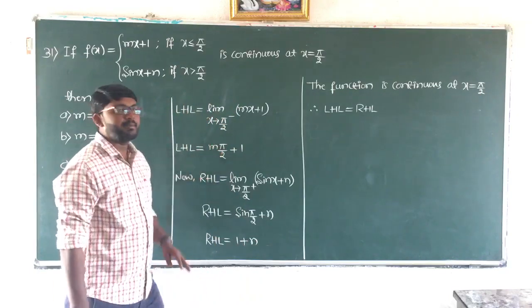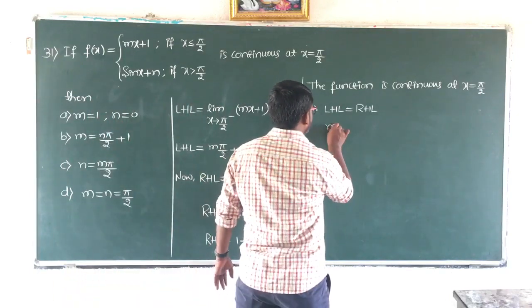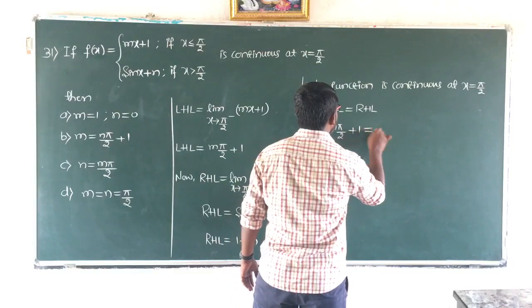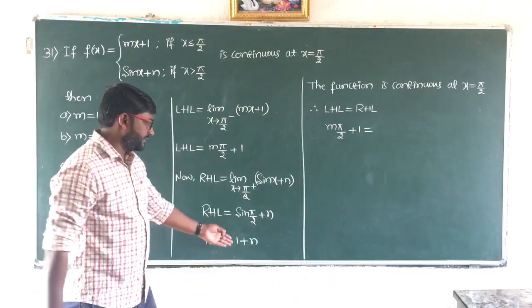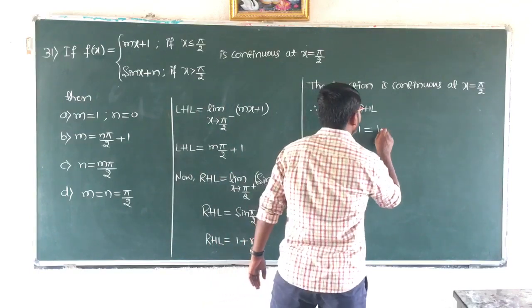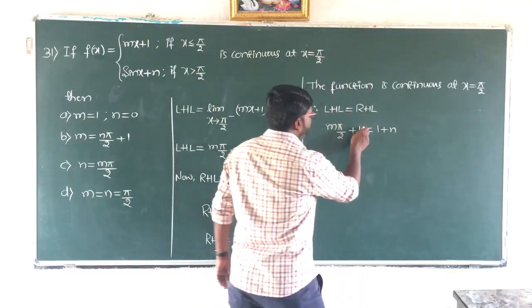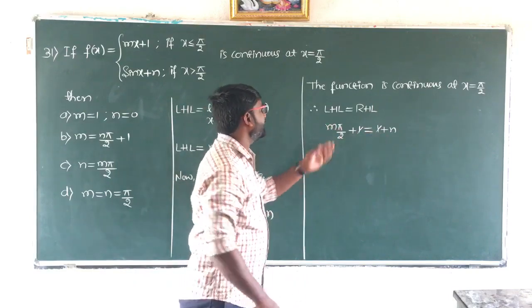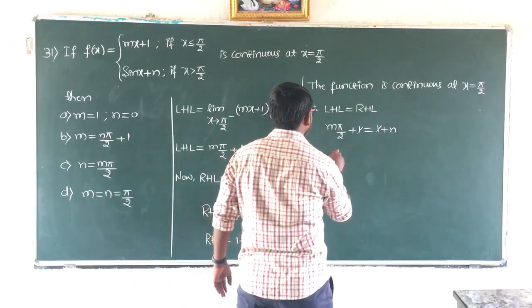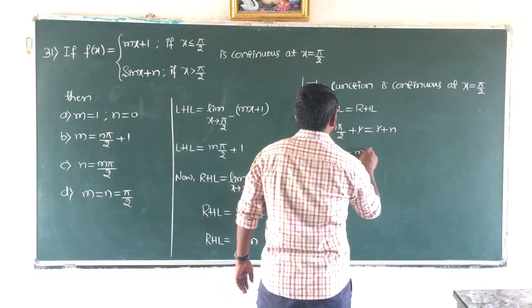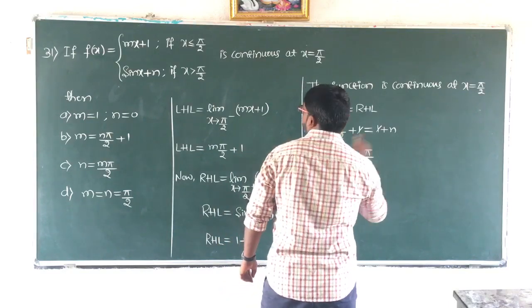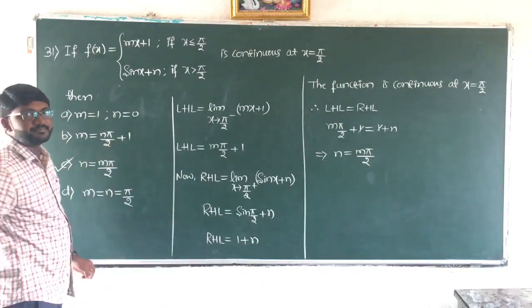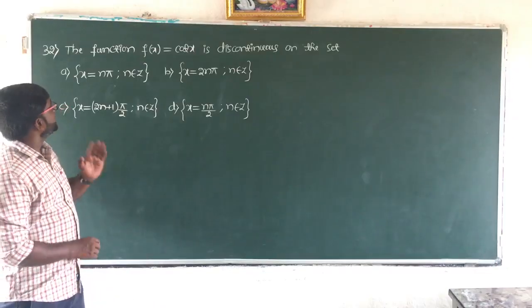So now what is LHL here? It is m pi by 2 plus 1, which is equal to, what is RHL? It is 1 plus n. So here 1 and 1 get cancelled. We get n is equal to m pi by 2. Which is the right answer now? It is option C. Well, so let us take up the next question.